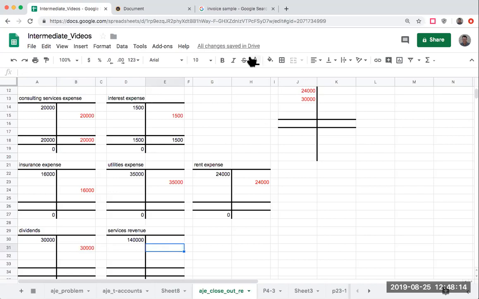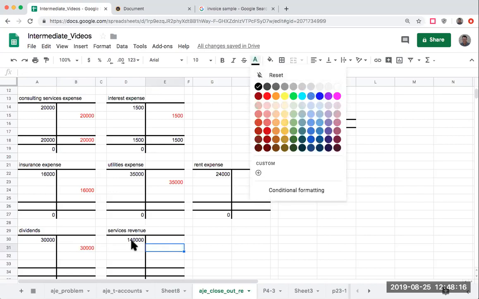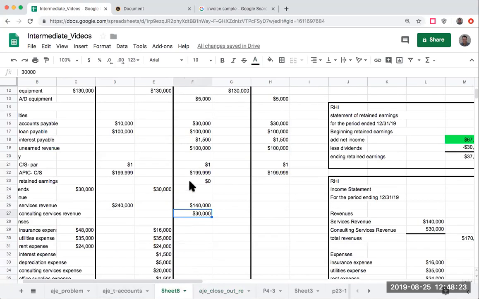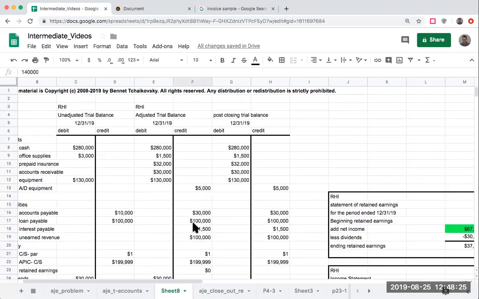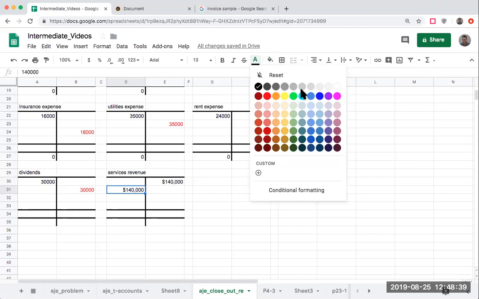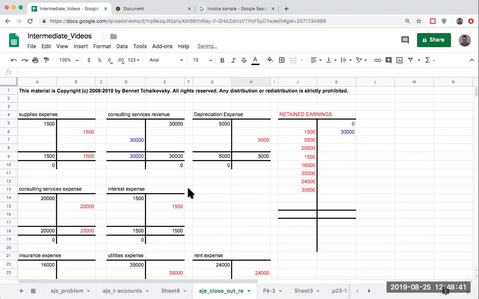And then lastly, over here for services revenue, and again, I made an error. This should have been a $140,000 credit. Do I make mistakes all the time? Right over here, $140,000 credit. So when I went over here and pulled those balances over, I should have had over here a credit to services revenue. So for here to make this account 0, I'm going to need a debit of $140,000. And then for every debit, I need a credit. So I'm going to basically credit my retained earnings over here.